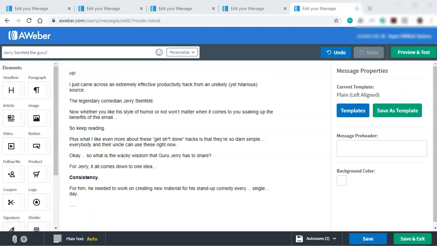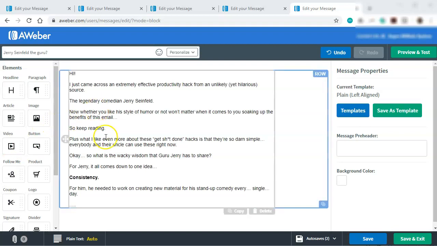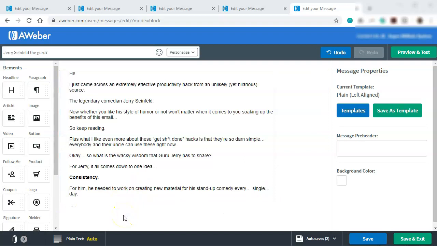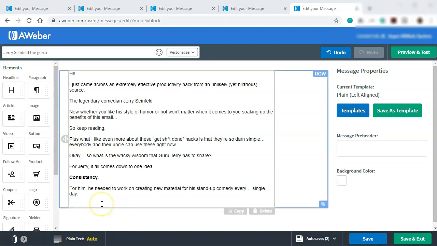So the next kind of email is popular reference or pop culture. In this example, I'm mentioning a famous comedian, Jerry Seinfeld, and what he did to be successful. So in this case, I mentioned him, and I said for Jerry, it all comes down to one idea: consistency. For him, he needed to work on creating new material for his stand-up comedy every single day. And then after you tell the story, you can lead people and tell them how they can use the same method to be successful. And that showing up every single day is the way, the road to success.